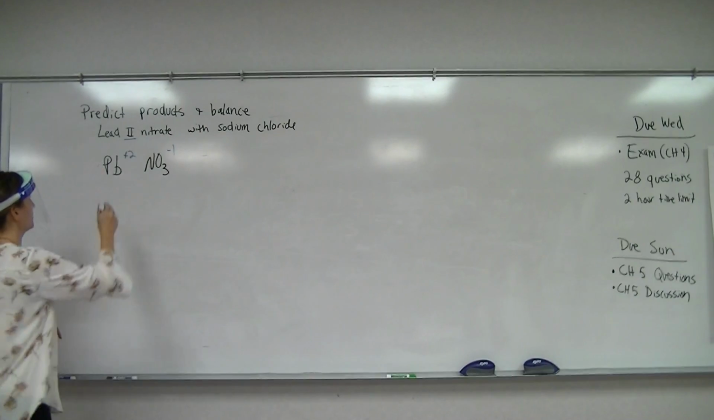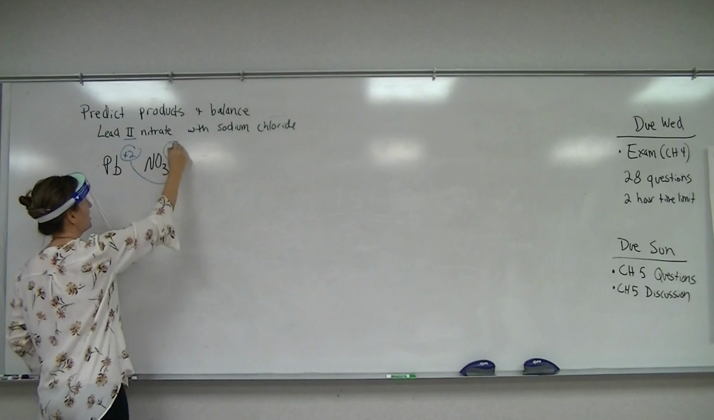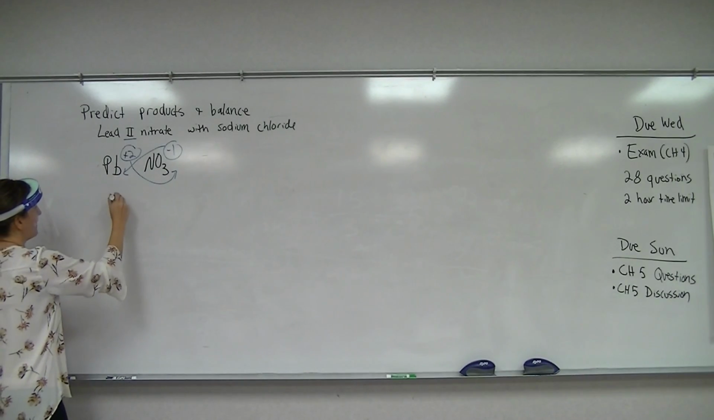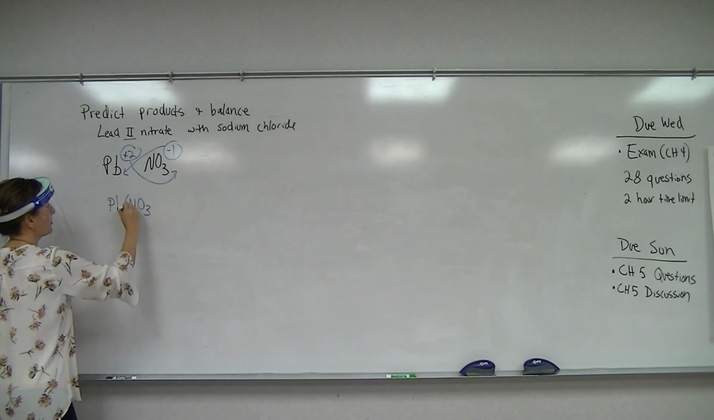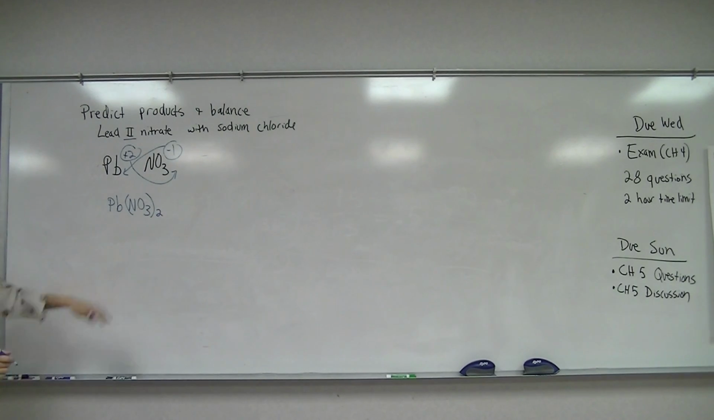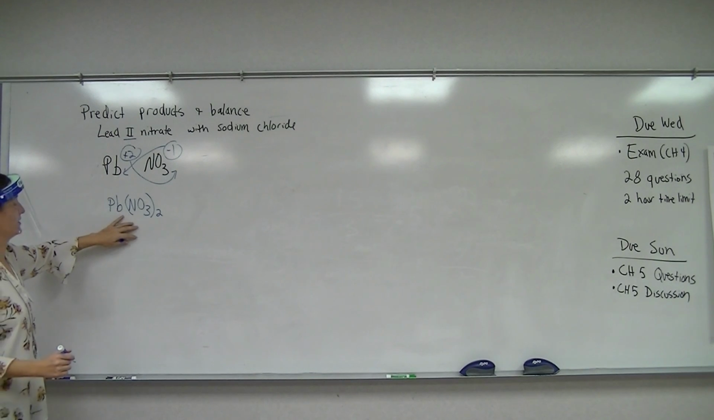So, doing the crisscross method, this 2 would become a subscript on the NO3, and this 1 would become a subscript on the lead. So we have Pb1, NO3, we're going to put parentheses around that whole thing, and the 2 on the outside of the parentheses. So here's our first reactant chemical formula.